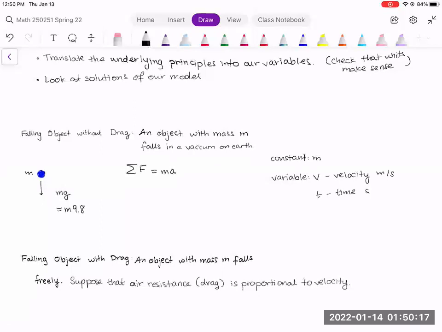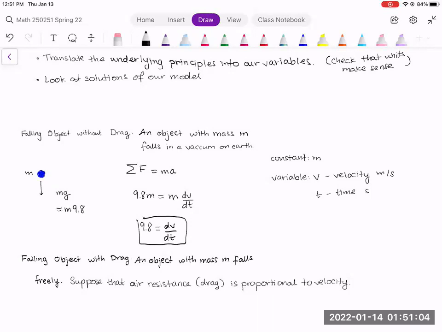Okay. And what we can do here, so we said that the only force acting is the gravity force. So this is 9.8 times the mass, and this is going to be equal to mass times acceleration. And how can we interpret acceleration in terms of these variables? Well, acceleration is just the derivative of velocity. So this will be dv dt. Now, notice there's a mass on both sides. And so we just get 9.8 is equal to dv dt. This is our differential equation.